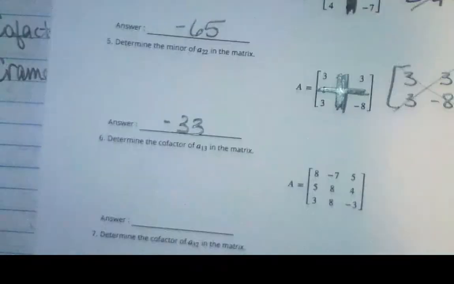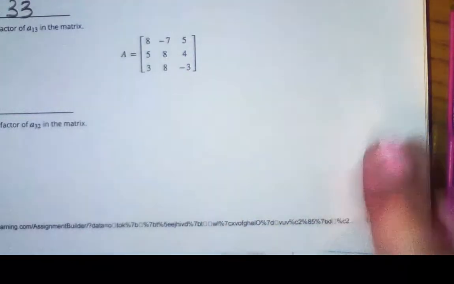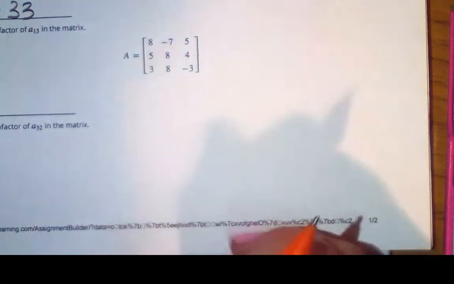Okay. And again, that's just step 1. So you're like, why am I doing this? Because if we were to find the determinant, we would need that information to find the determinant of the larger matrix, but we're not going that far.